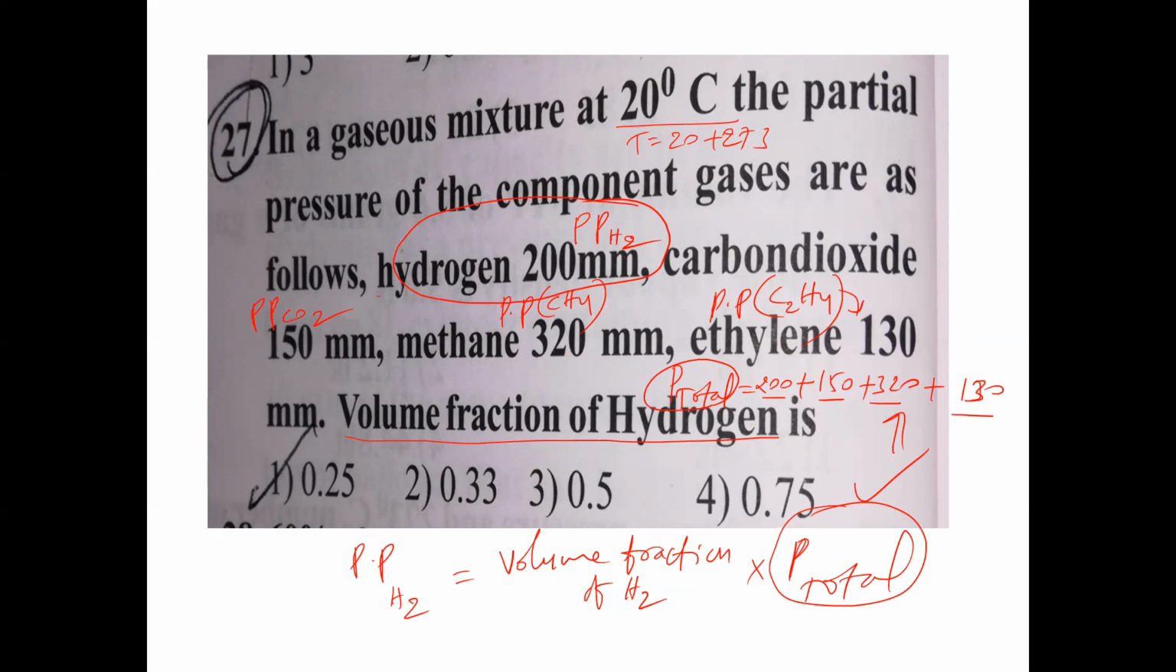Then the volume fraction we are asked to calculate. This volume fraction we have to calculate. And the partial pressure of hydrogen, how much is given here? 200 mm. So 200 mm is equal to volume fraction, which we need to calculate, into P total, which is the sum of all these values. Like this we get the mole fraction or volume fraction of hydrogen gas. Okay.